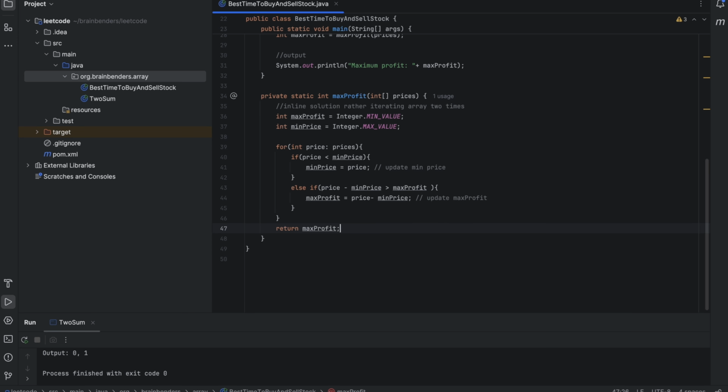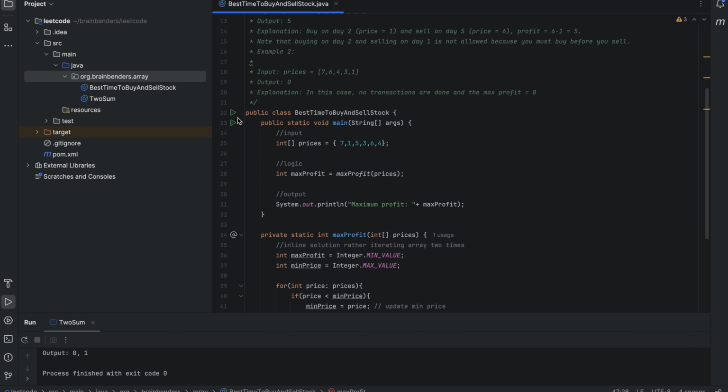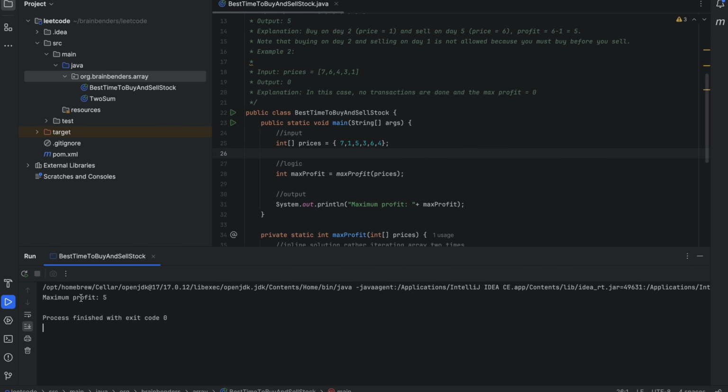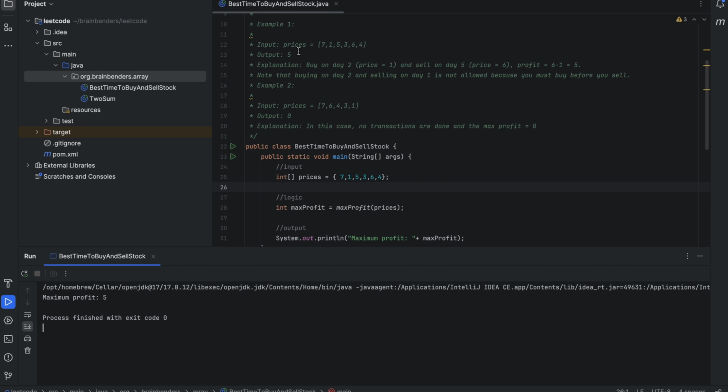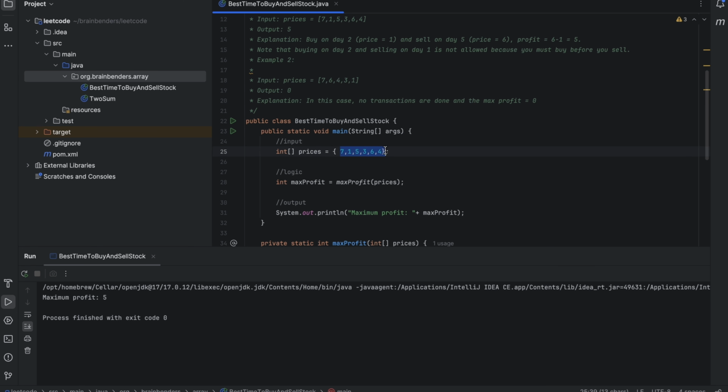Let me run this. Okay, so it says maximum profit 5, which matches our expectation, right? Let me check for this input, and run it again. Okay, so there is a problem in this. The maximum profit says minus 214748.